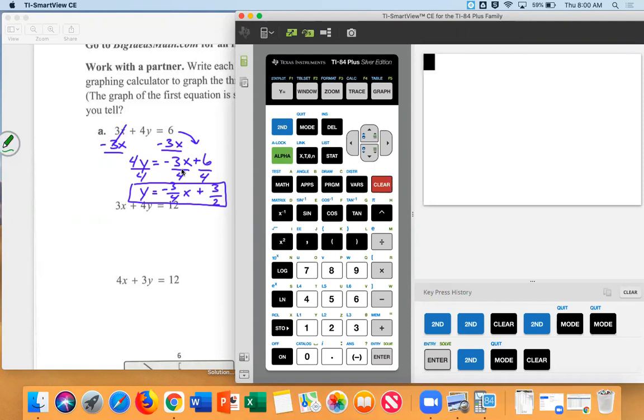Now, for the second one underneath A, I'm going to subtract 3x. Okay? And that gives me 4y equals negative 3x, view that as falling off the back, plus 12. Now I'm going to divide everything by 4. That gives me y equals negative 3/4 x plus 3. This is going to be my green line.